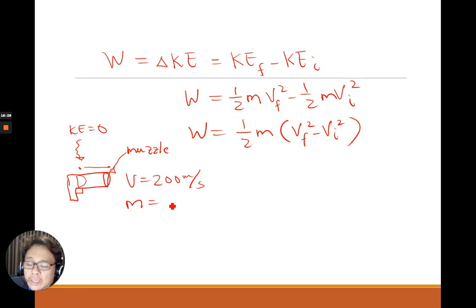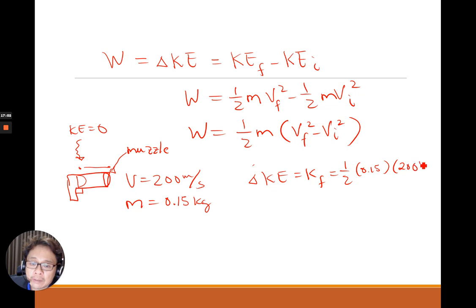Now, assuming that the bullet has a mass of 0.15 kilograms or 150 grams, and you are asked what the kinetic energy change is. So delta KE is equal to K final minus K initial. K initial is 0, so delta KE is just K final, right? And we can solve that. 1/2 the mass of the object, 0.15, and then the speed of the bullet, 200 meters per second, and then you square it.